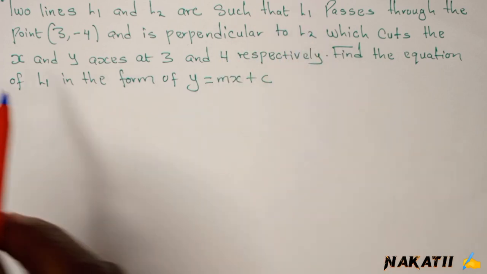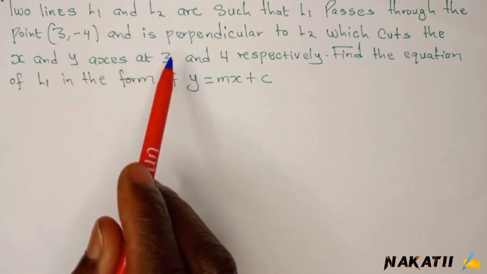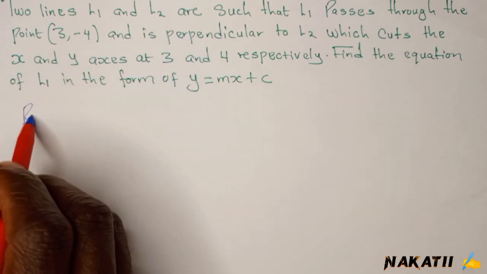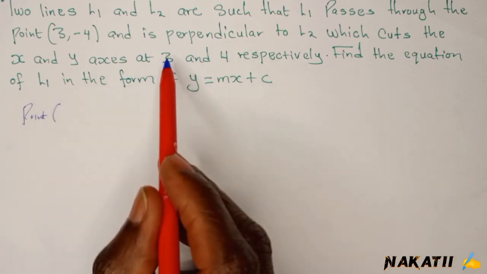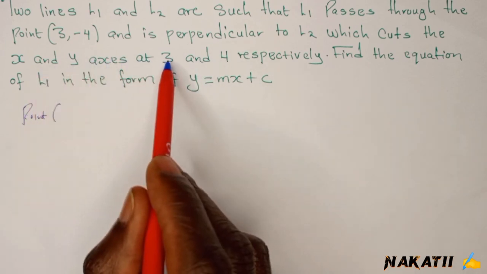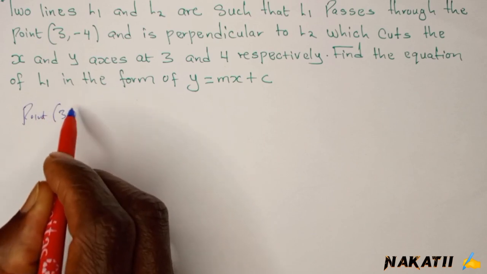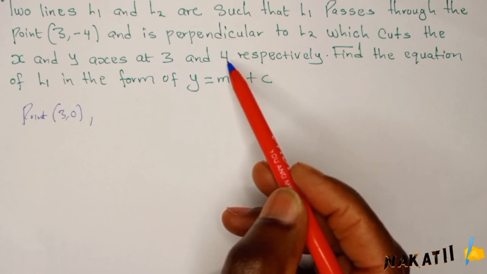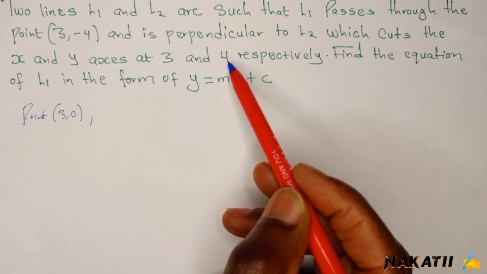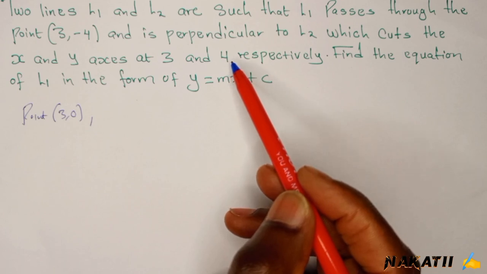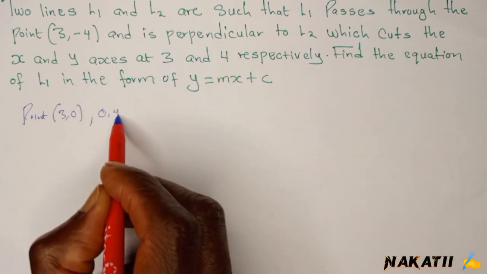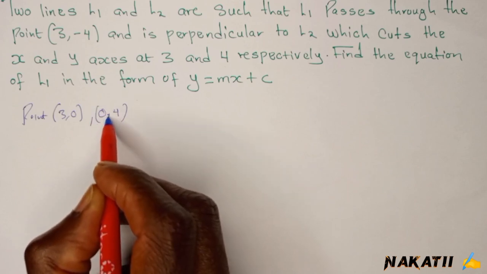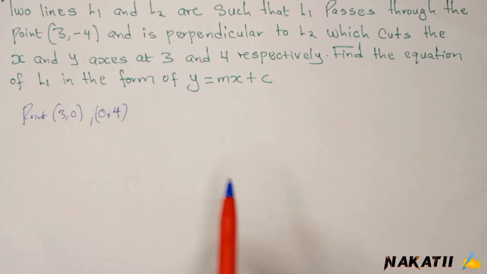So this L2 is passing through x and y axis at 3 and 4. When it cuts the x axis, if x is 3, then it means the value of y is 0. So the point will be (3, 0). And then another point will be when it cuts the y axis at 4, that means that the x coordinate is 0. So we're going to say the point is (0, 4). So these are the 2 points that we needed for us to get the gradient of L2.